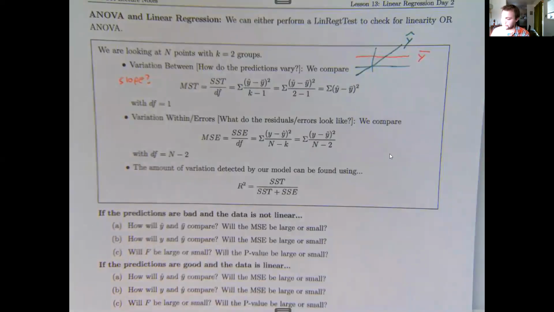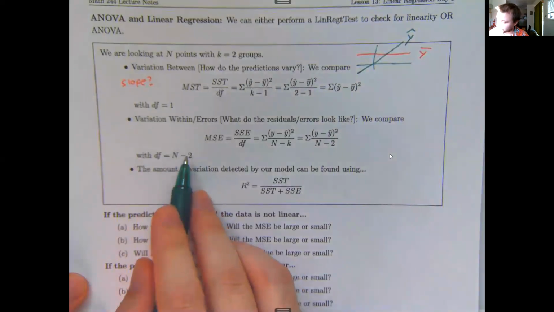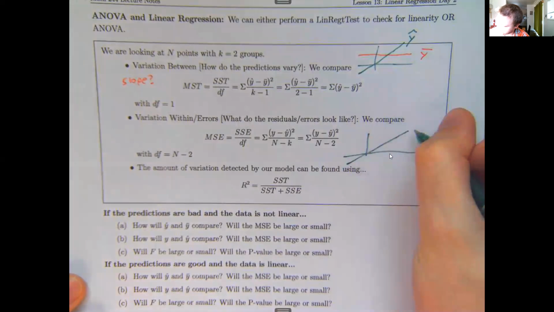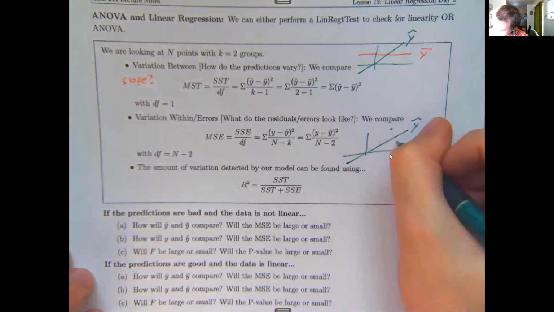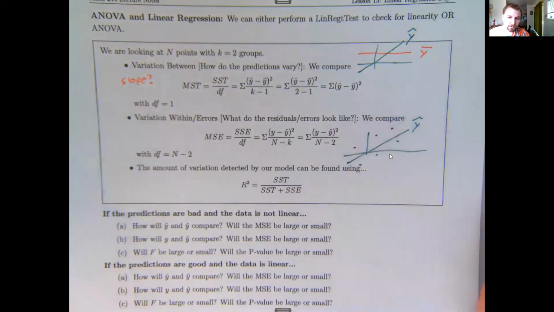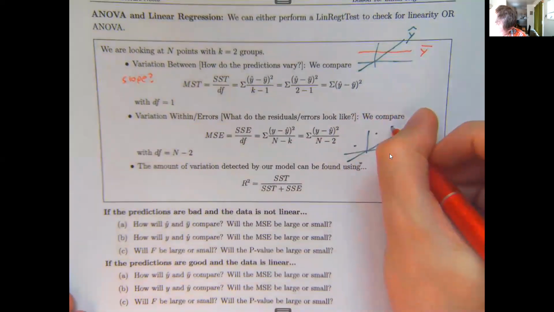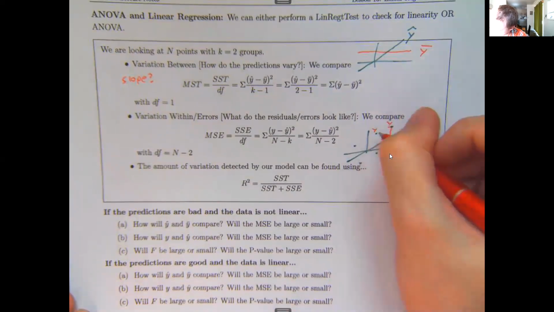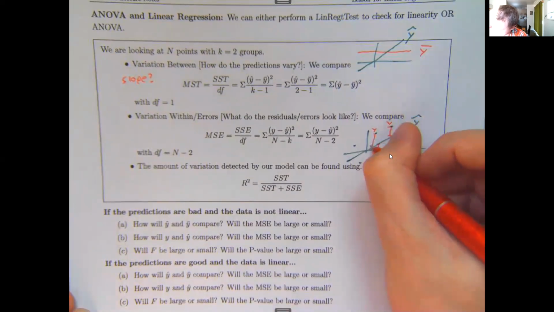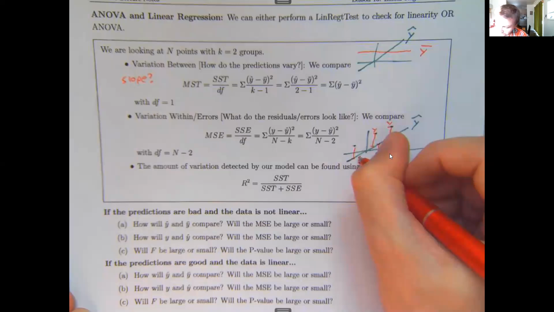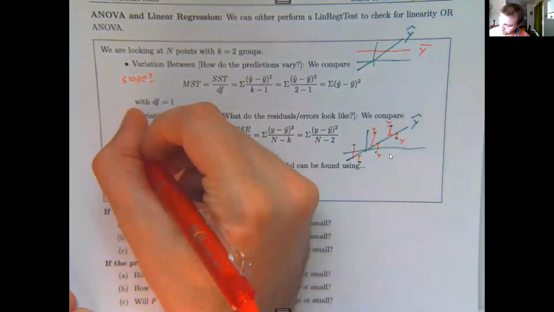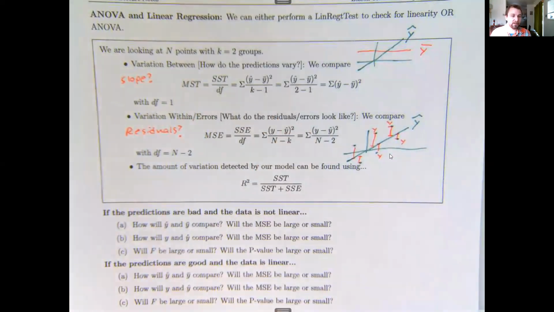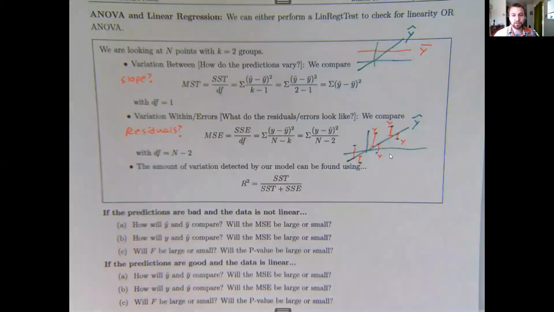My variation within is the number of points minus 2. And this was looking at, here's my predicted line, and here are my y values. This is looking at the variation within my predictions. And it wants to know, well, how far off are all of these individual y values, your actual y values, from this line that we're using to make predictions? So what the heck is going on with the residuals? And Anova compares the slope and the residuals to tell us if there's a meaningful relationship between these things.